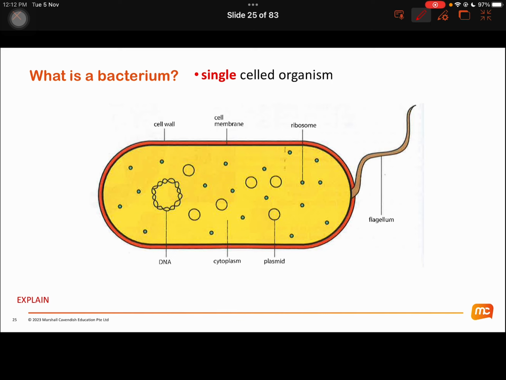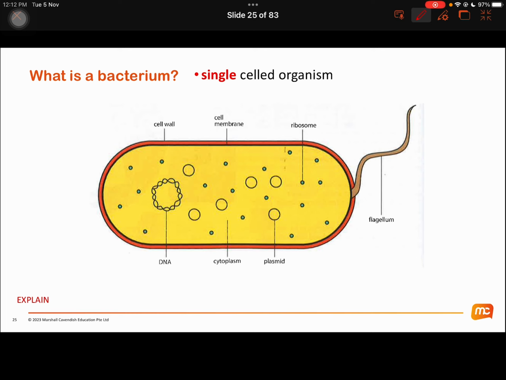Alright gentlemen, let's do a little recap of what we have covered in the previous lesson by going through the structure of bacteria and virus. So just like what we have learned, bacteria and virus are two very different cells as compared to plant and animal cells, despite having some similarities between them. So let's relook at the bacterial cell right now.